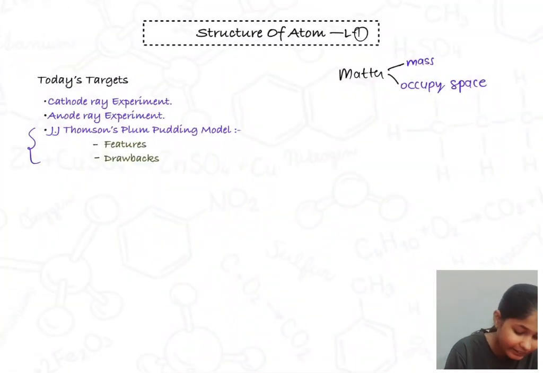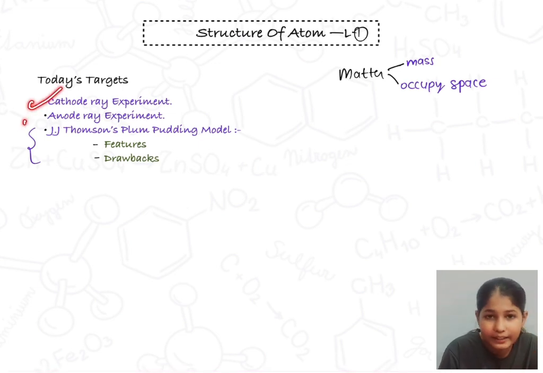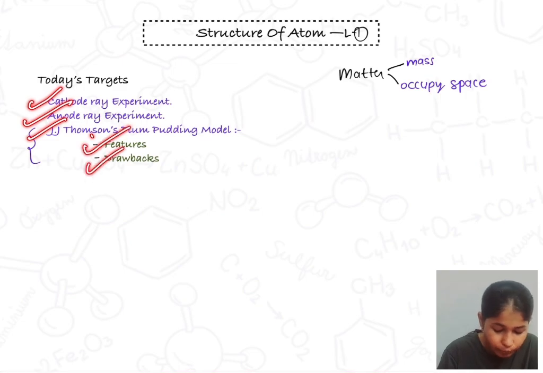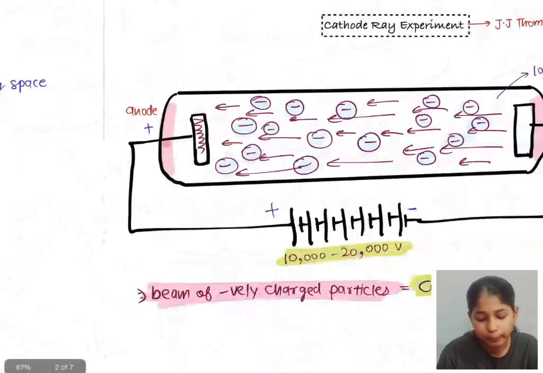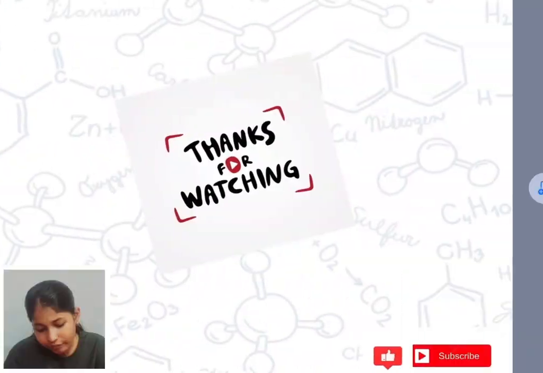I hope you all have understood, and today we have completed our target of today's lecture, that is lecture number 1. We have completed the cathode ray experiment, anode ray experiment, J.J. Thomson's plum pudding model, its features and its drawback. I hope you all have understood everything.